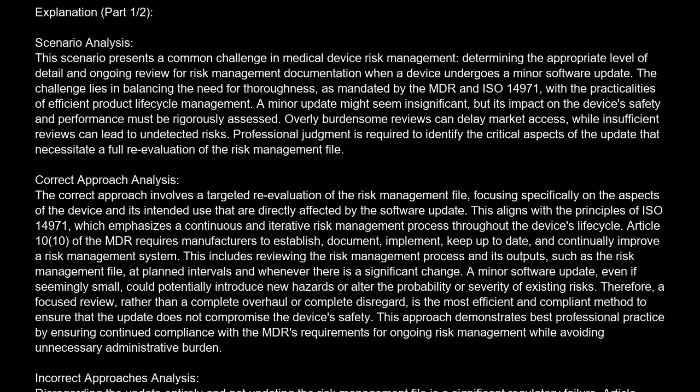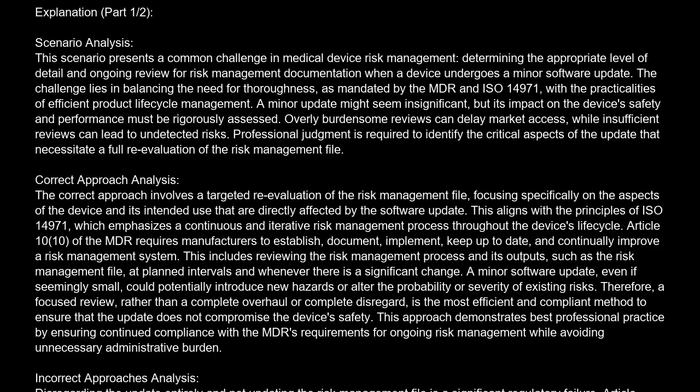Correct approach analysis. The correct approach involves a targeted reevaluation of the risk management file, focusing specifically on the aspects of the device and its intended use that are directly affected by the software update. This aligns with the principles of ISO 14971, which emphasizes a continuous and iterative risk management process throughout the device's lifecycle.